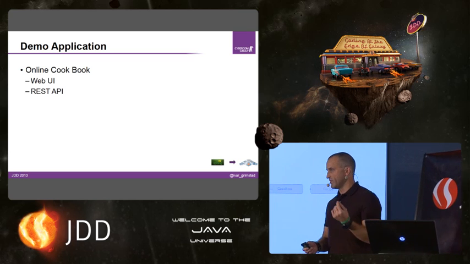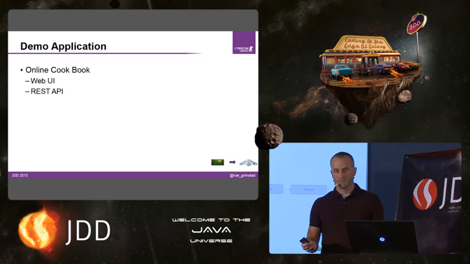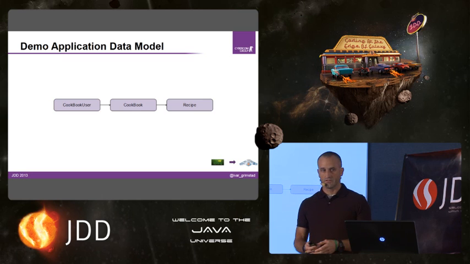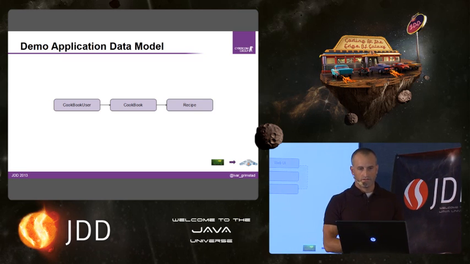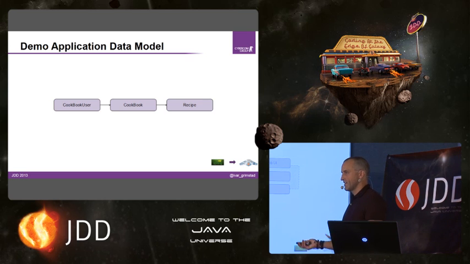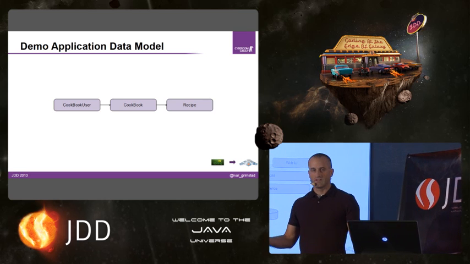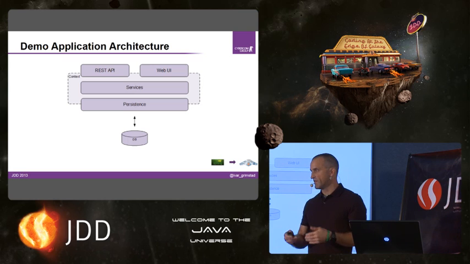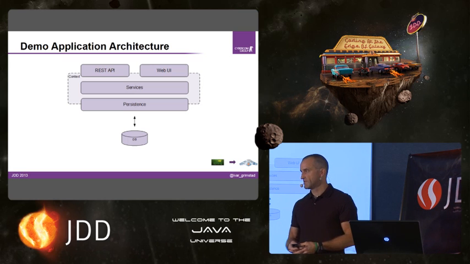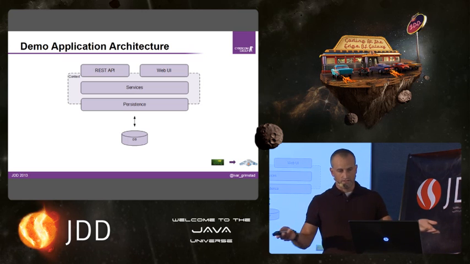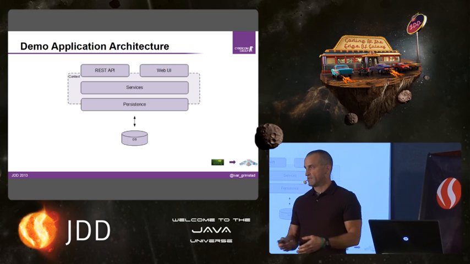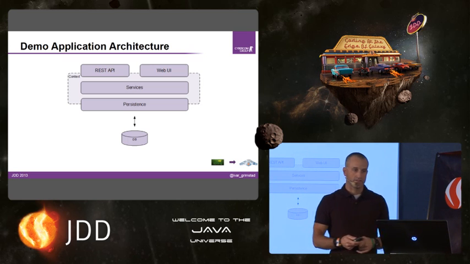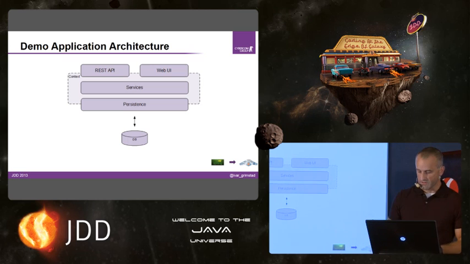The data model is simple. It is a user that can own one or more cookbooks, and a cookbook consists of recipes. So it's not that complex. The application architecture is a neatly layered architecture. It has a persistence layer at the bottom that communicates with a relational database. We have a service layer that uses the persistence layer and provides services for the REST API and the web UI. It's a typical architecture these days, and everything runs in some kind of container.